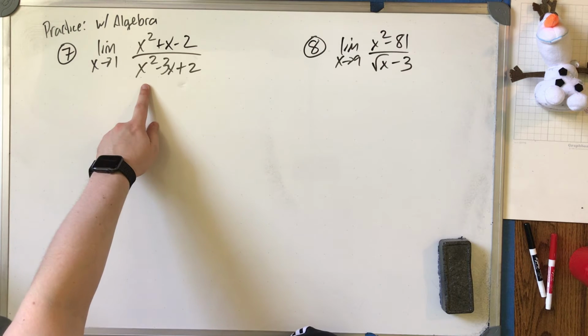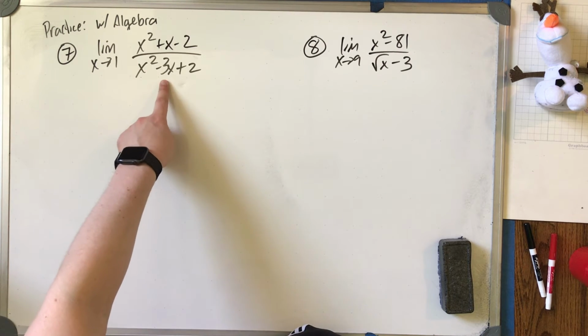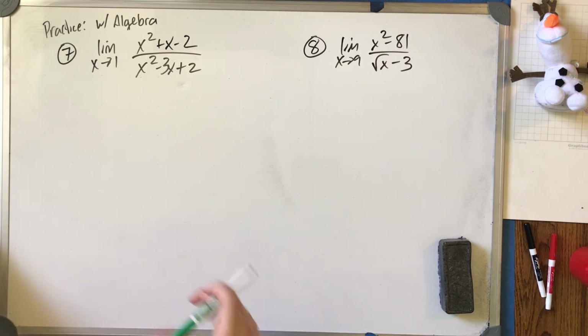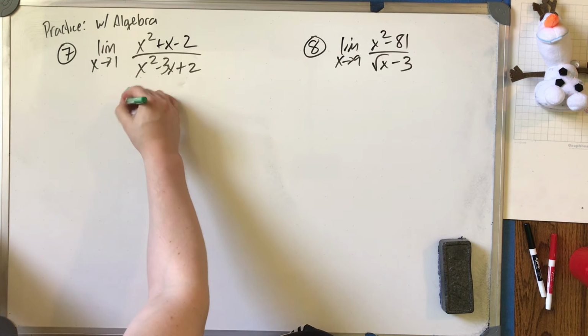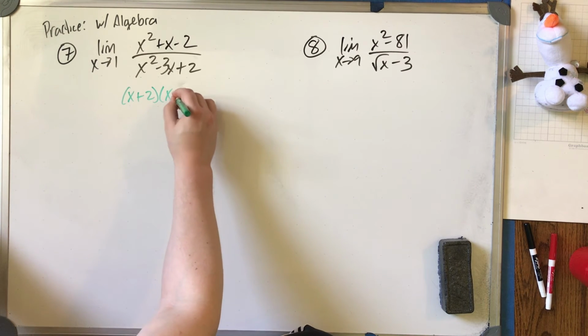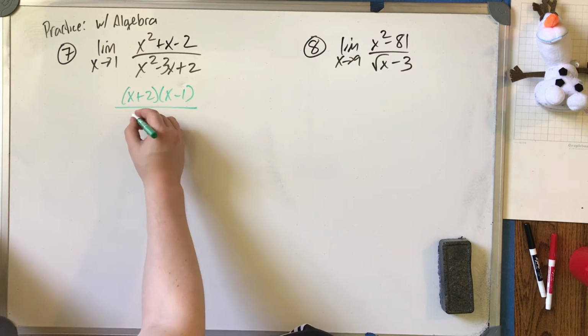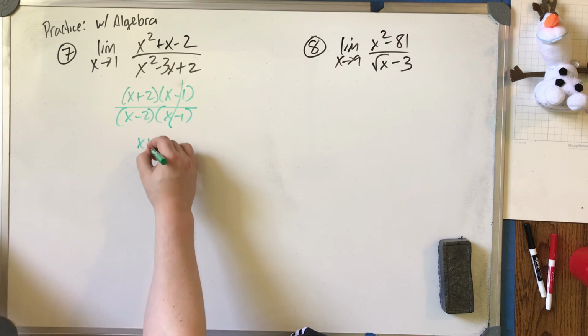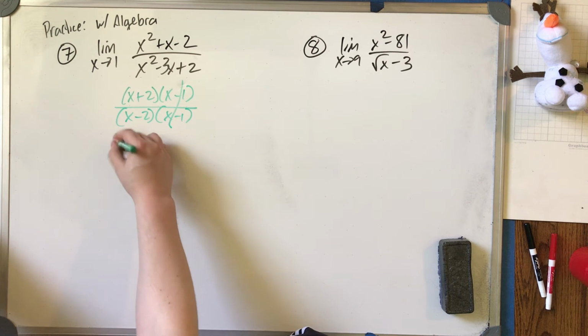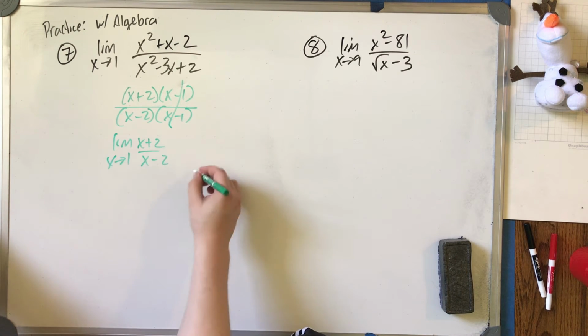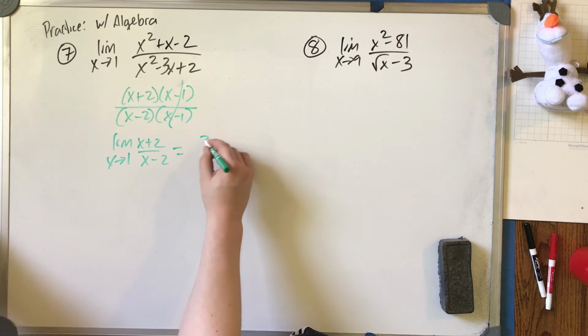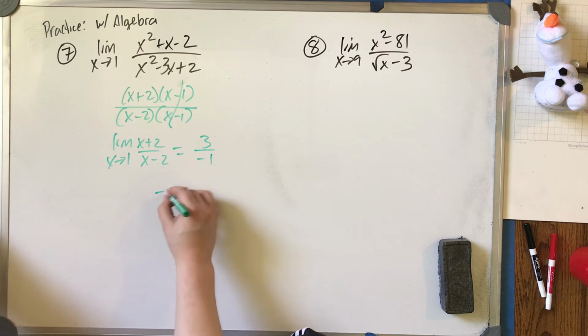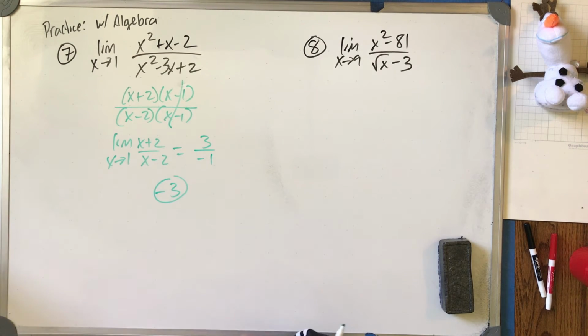7, we try direct substitution. We're going to get 1 minus 3 plus 2, so that's 0 in the denominator. So next I will try factoring. I'm going to get x plus 2, x minus 1 on top, and then I'm going to get x minus 2, x minus 1. So the x minus 1's cancel. I'm left with x plus 2 over x minus 2, the limit as x approaches 1. Substitute in 1, I'll get 3 over -1, so this is going to be -3.